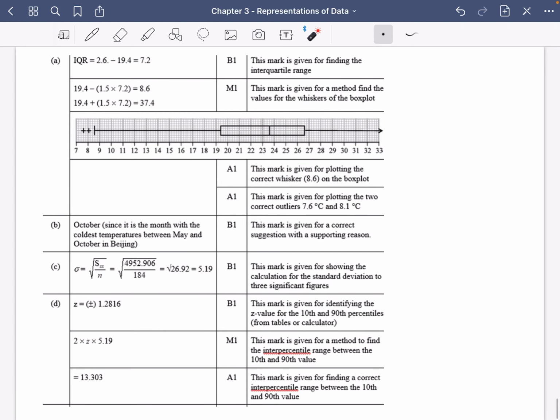Okay, so that's everything on chapter 3 with some exam questions at the end for you.